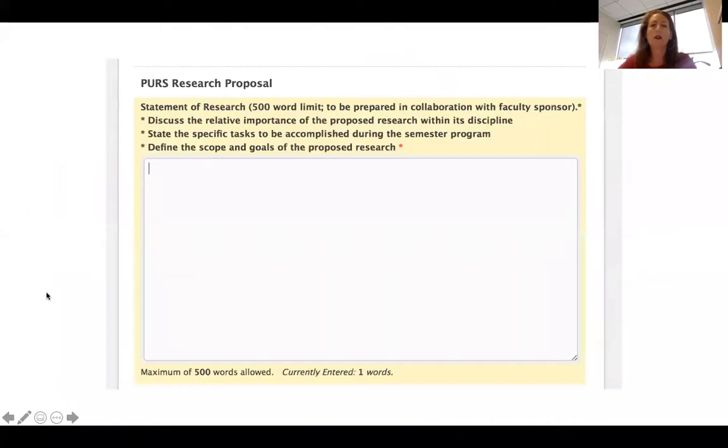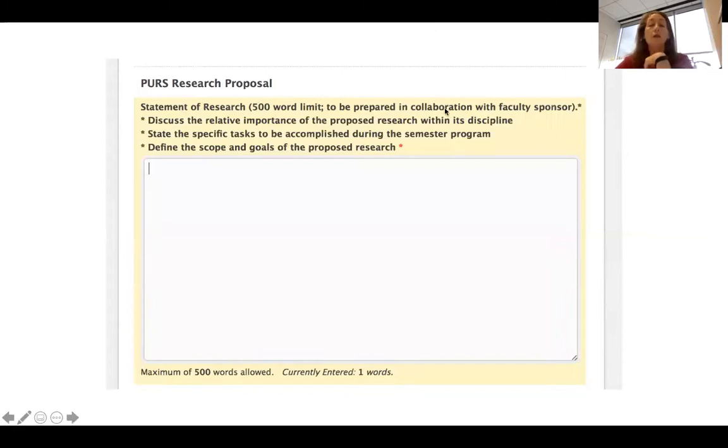All right, so I said that I would focus on PERS, and so I wanted to have a look with you all at exactly what is involved in a PERS proposal. This is a screenshot from the PERS proposal site. What they're asking for here is a 500-word limit, which is not a lot, but it's okay. Trust me, it can be done.